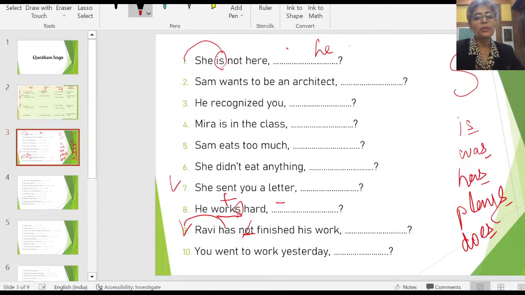Okay, you went to work yesterday. So went, again simple tense. No has, have, had, no ing. And went is the past tense. And it is in the positive. So we will say did. The negative of simple past is didn't, right? So we will say didn't. Now this is positive, so we'll make it into a negative. So didn't you? Clear?